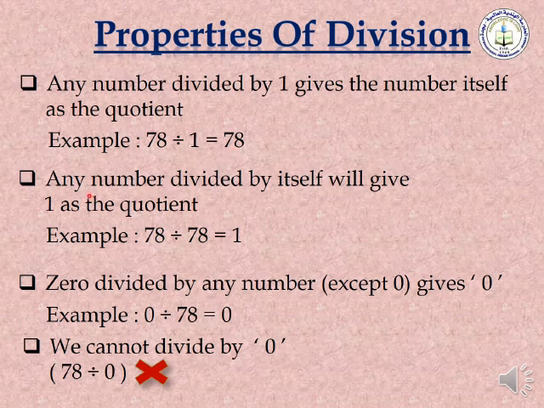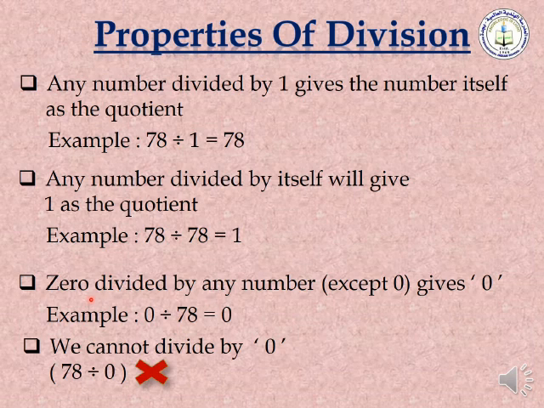The second property: any number divided by itself gives 1 as the quotient. How can we represent this in numeral form? 78 divided by 78 is equal to 1. Here we have divided by the same number itself, isn't it? Then what is the answer? The answer will always be 1.